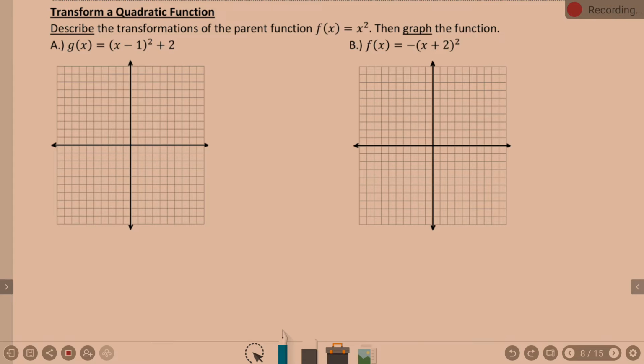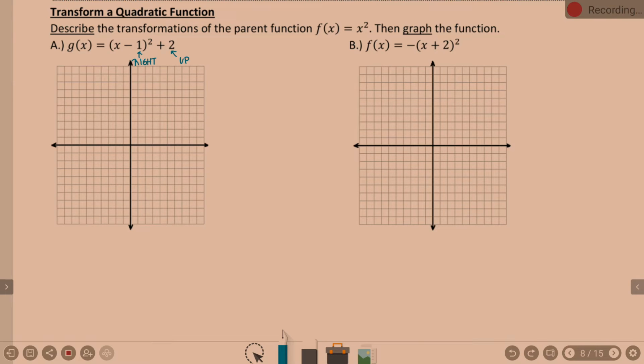You have your chart at the top of the page. A -1 inside the parentheses is going to be left or right, opposite the sign of the direction, correct? So that is going to be a right 1. And then the +2 is up or down, the direction of the sign. So since it's a +2, we're going to go up 2, aren't we?